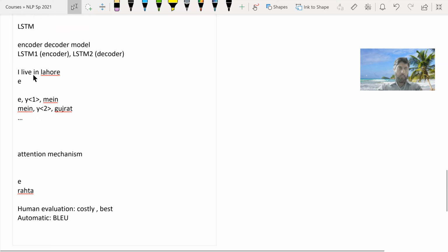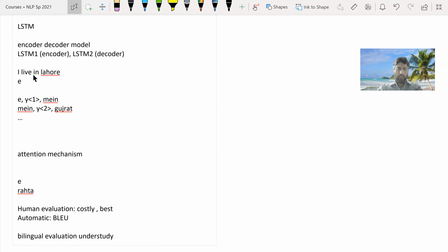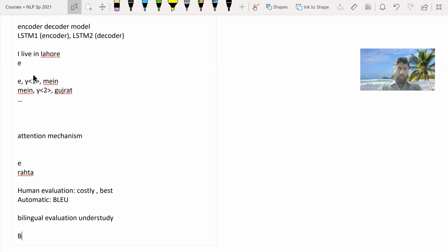This stands for bilingual evaluation understudy. It's kind of a difficult name, but it's basically called the BLEU score. So the BLEU score quantifies in an automatic way the quality of your machine translation.